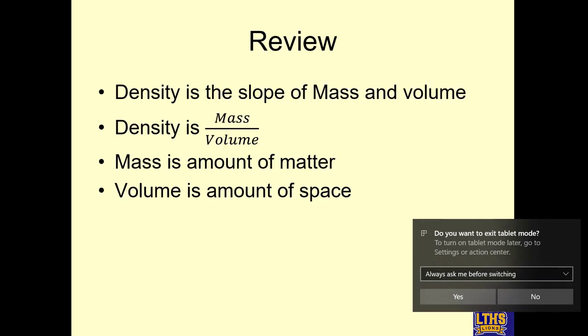So, review. Density is the slope of mass and volume. Density is mass over volume. Mass is the amount of matter. Volume is the amount of space.